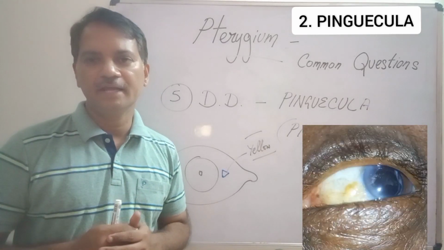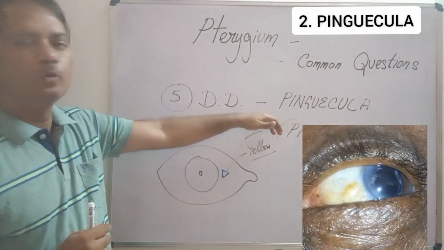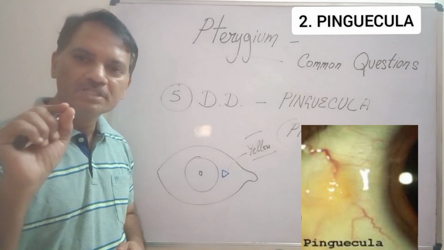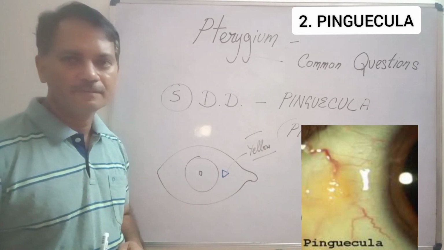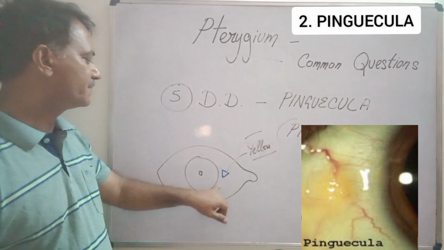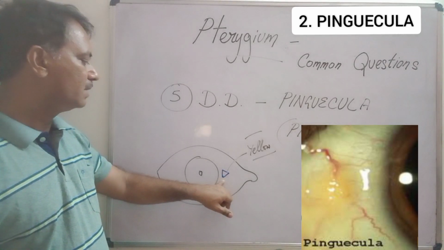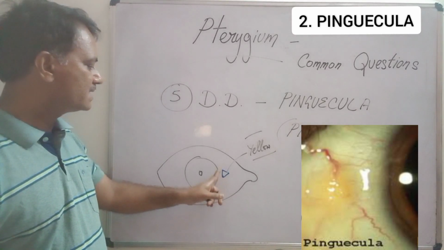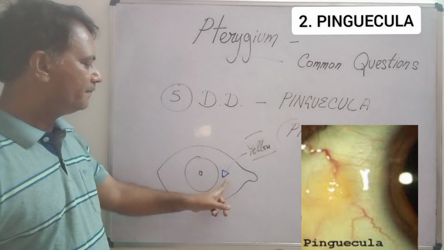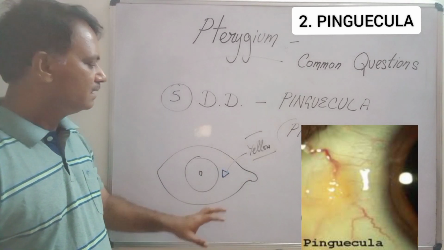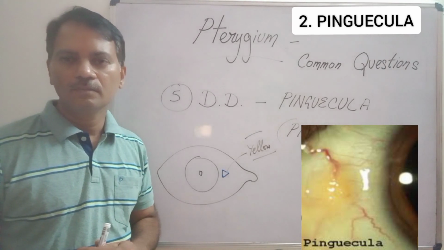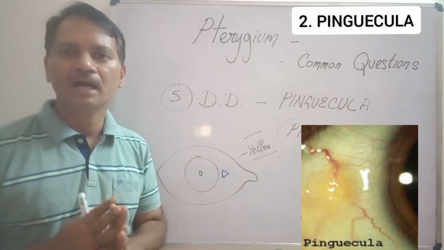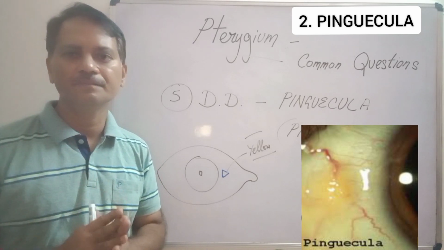Another differential diagnosis for pterygium is pinguecula. What is this pinguecula? Pinguecula is nothing but a yellowish, triangular, small swelling that is present on the nasal bulbar conjunctiva or temporal bulbar conjunctiva. It will be triangular in shape with the base towards the cornea and apex towards the canthus. This is caused by hot, dry climate, ultraviolet rays and dust irritation, similar to a pterygium.